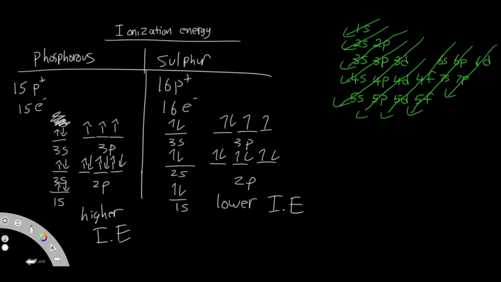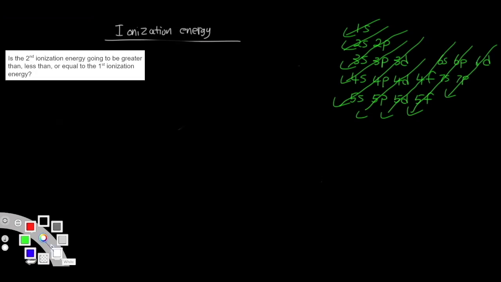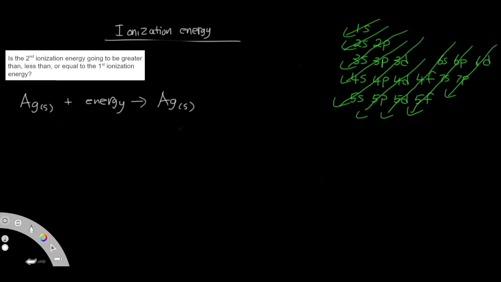All right. Now let's do one more example. Is the second ionization energy going to be greater than, less than, or equal to the first ionization energy? Well, let's have a look. Let's look at our formula. Remember, we did this already. This was the first ionization energy. The second ionization energy. Oops. Oh my. Sorry, in a gaseous state. What am I doing?